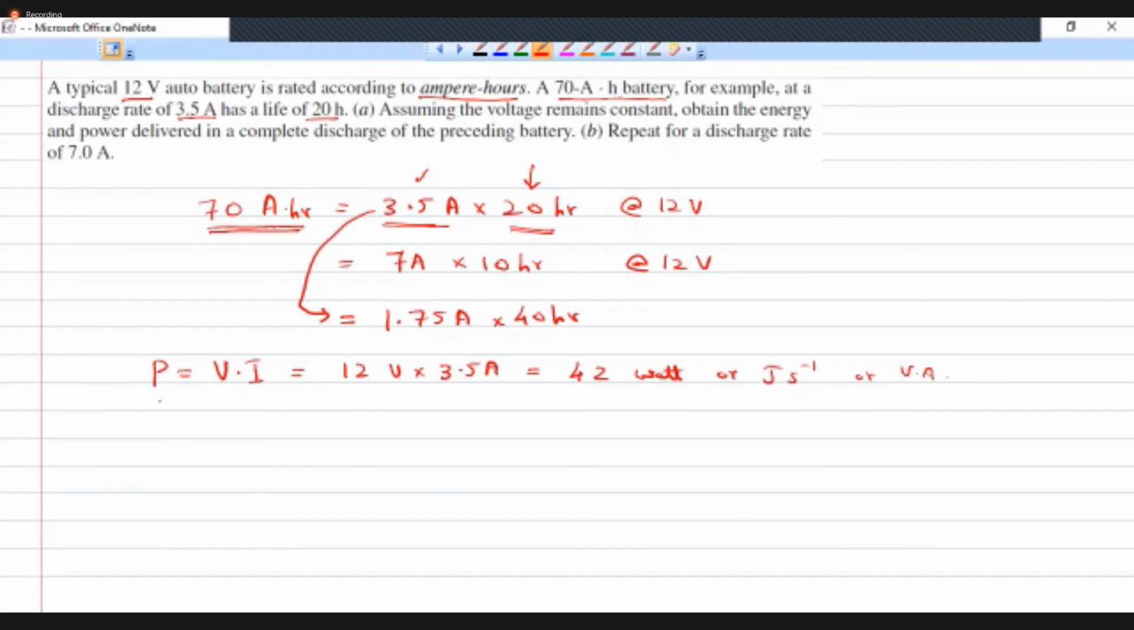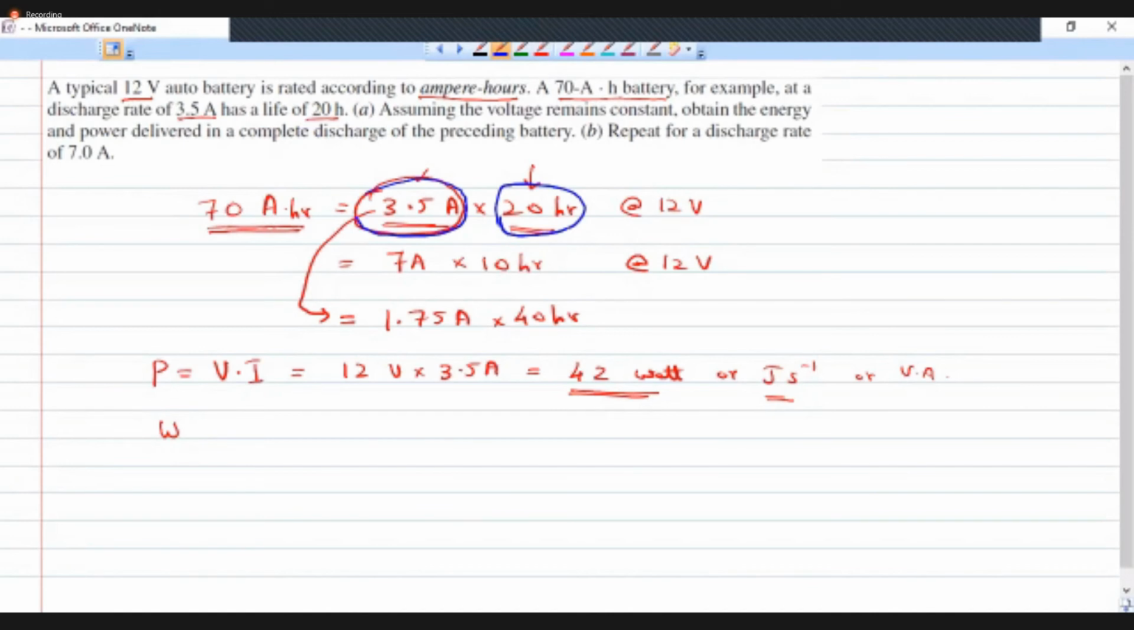Now what is the energy that is stored? This battery is giving 42 watts of power, that is that many joules per second, right? Per second it is giving like this. So this 70 Ah battery is capable of delivering 3.5 ampere for how many hours? 20 hours, right? It is capable of delivering this much current for 20 hours.